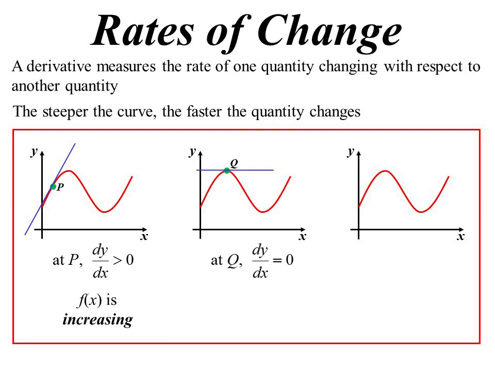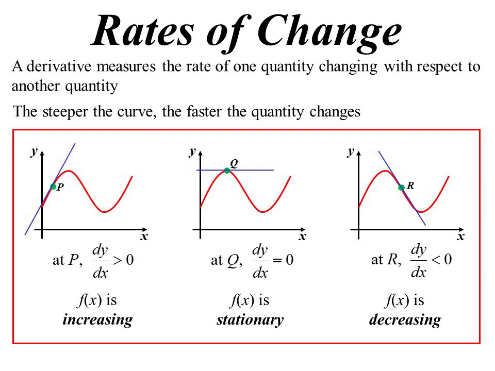Then of course we get to the top, the peak, and at that point the tangent is horizontal. It would have a slope of 0, and we give it the very creative name of stationary. It's not going up, it's not going down, it's stationary. And then of course we get over the other side, and now our tangent has a negative slope, and we call that decreasing. Basic idea.